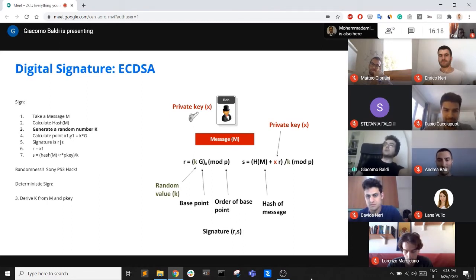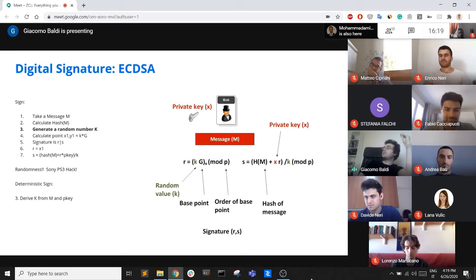If you are not using a good enough random number, or if you're using the same number, I get two signatures from you, and I find your private key. Not just some information for forging some message. Your private key. I become you. Why am I telling you this? Because this has happened.